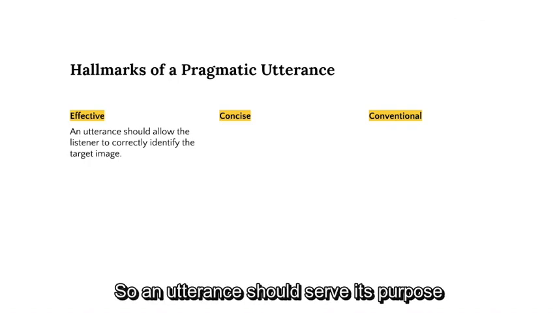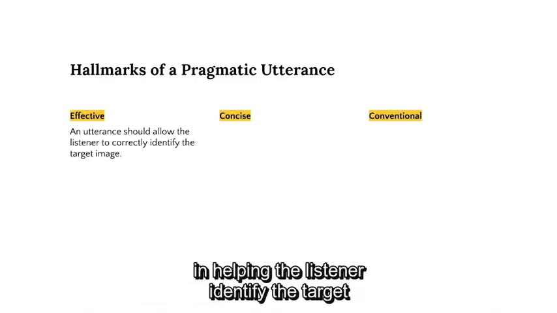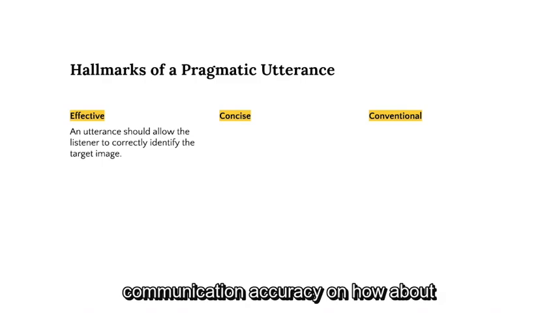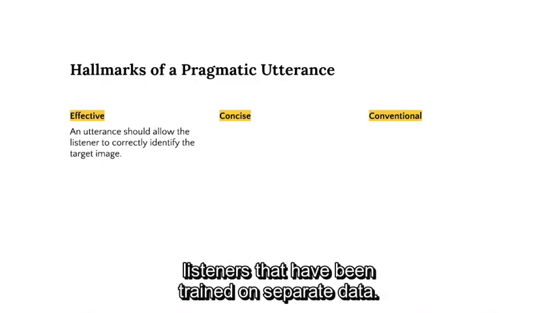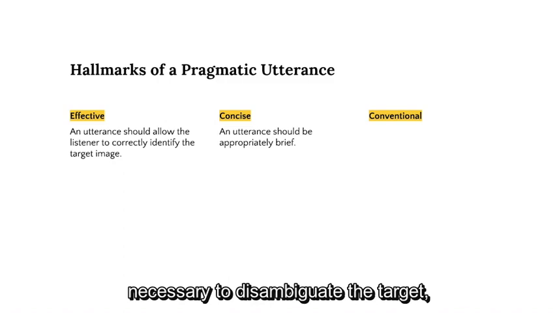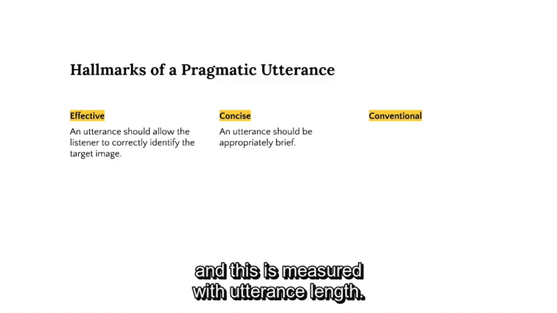So an utterance should serve its purpose in helping the listener identify the target, and we evaluate this by measuring the communication accuracy on held-out listeners that have been trained on separate data. Second, language should be concise. Given the context and how much info is necessary to disambiguate the target, we should modulate how much we say, and this is measured with utterance length.